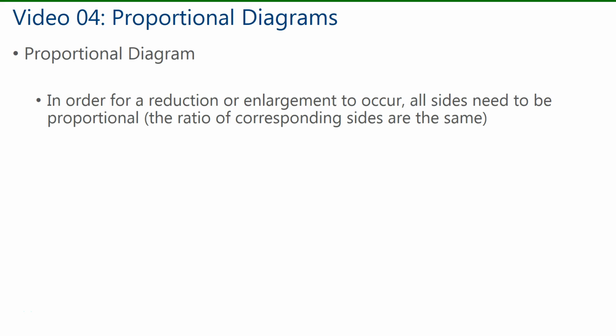Now, in order for a reduction or enlargement to occur, all sides need to be proportional, meaning the ratio of corresponding sides are all the same. So if you have a triangle, for example, and you want to create a proportional diagram, you can't just increase or decrease one side length. You need to increase or decrease all three side lengths by the same amount.